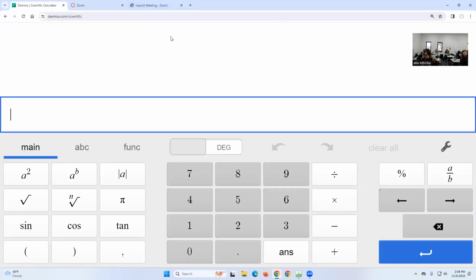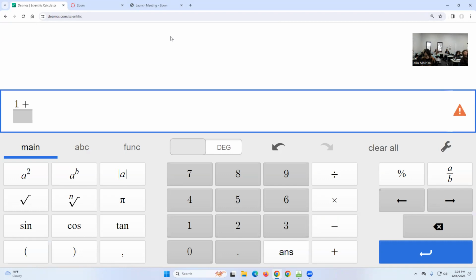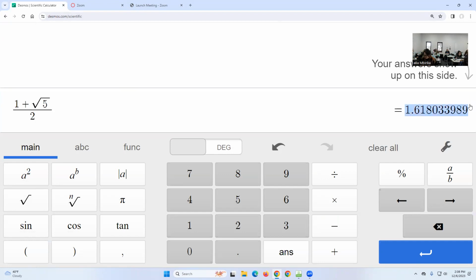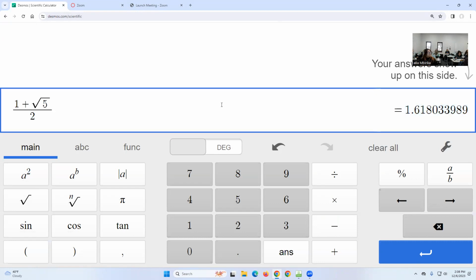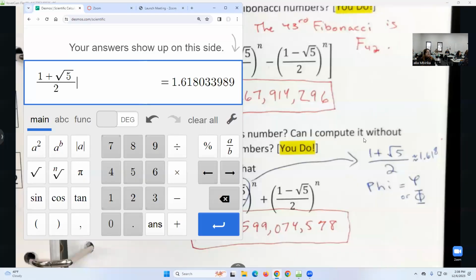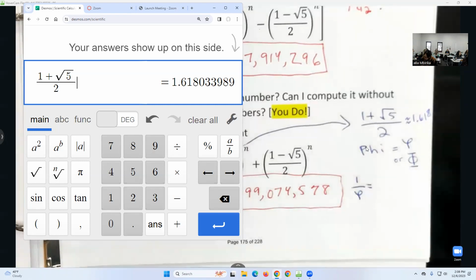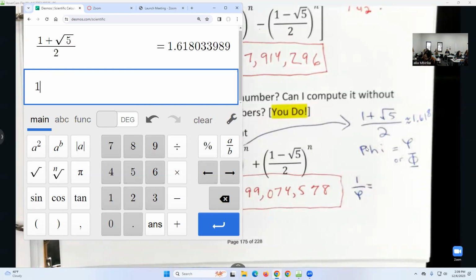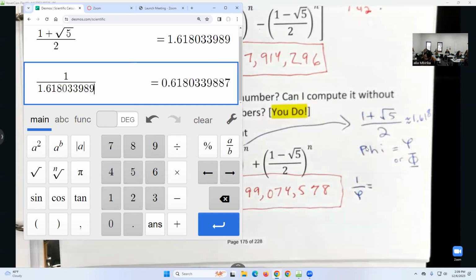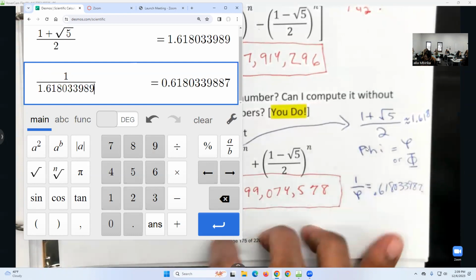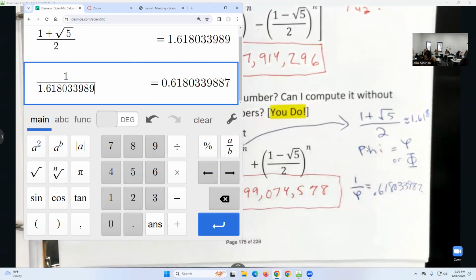So 1 plus the square root of 5, what's that? There's one way to get square root of 5. Over 2 is this number, 1.618033989. And let's think of the reciprocal of this number. Let's think about the reciprocal, 1 over phi. What is this equal to? Well, let's go to a new line. 1 divided by phi is 0.618033987, and it goes on. It has infinitely many decimal places. It never repeats. This is a famous irrational number.